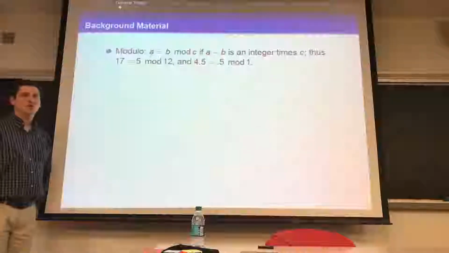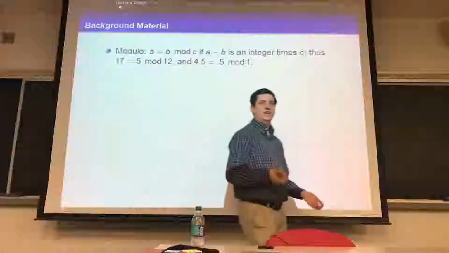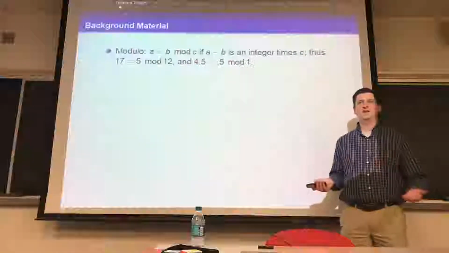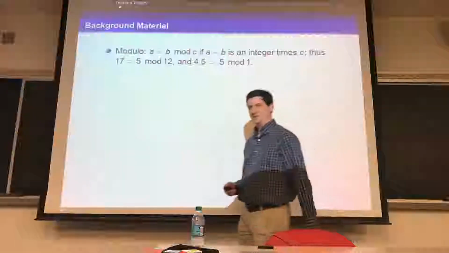So 17 is 5 mod 12. Everybody's familiar with clock arithmetic. That's essentially what this is. If it's 10 o'clock, what time is it in 5 hours? It's 3. So we're saying 10 plus 5 equals 3.